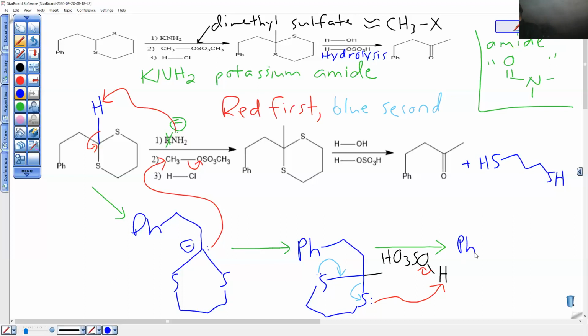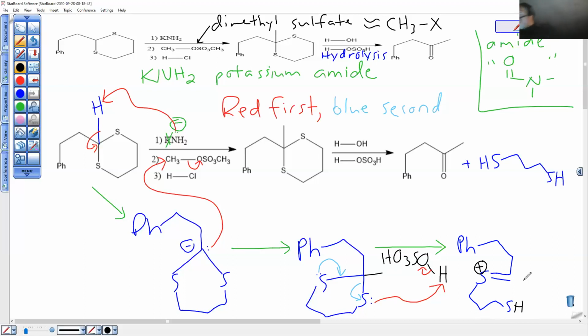Phenyl, CH2 once, twice, down to a carbon with a double bond to sulfur. CH2 once, twice, 3 times SH. And don't forget, you generated a sulfur with 3 bonds. That's a sulfonium. You want to be real particular with its name. You can call it a sulfinium with a double bond.